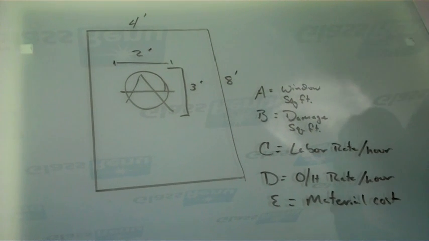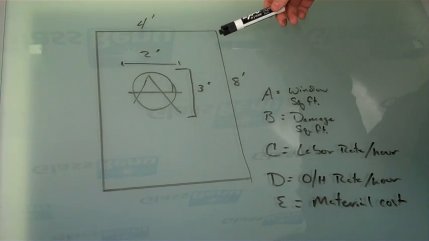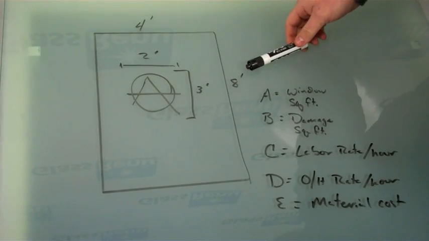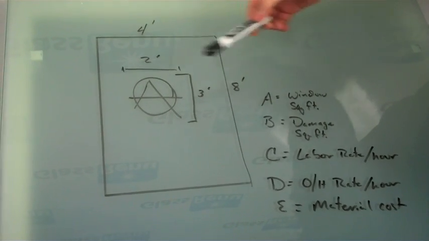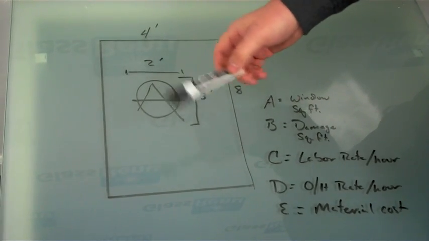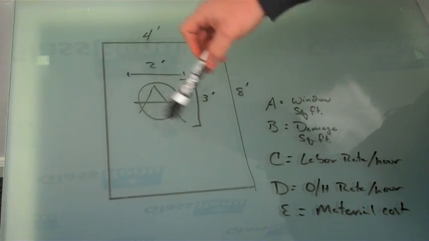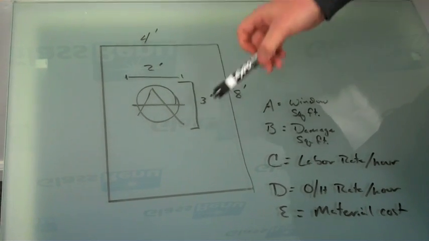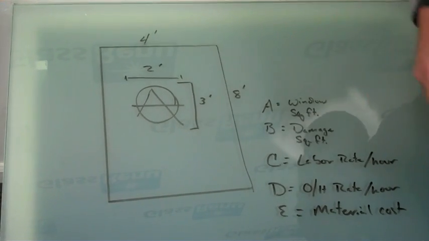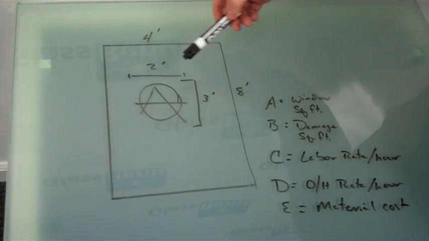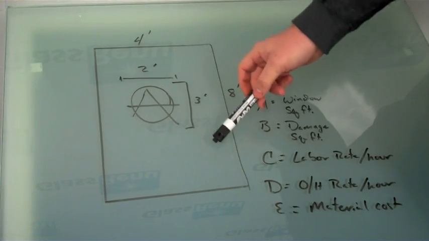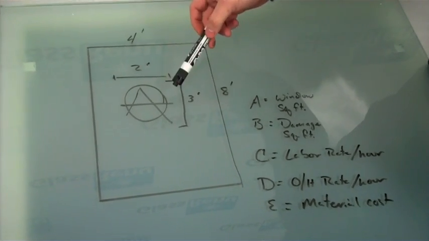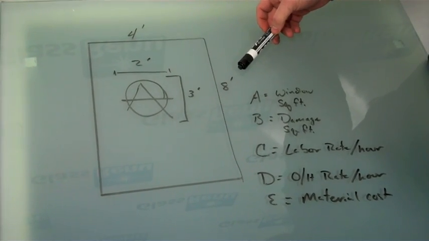Alright, so for the purpose of this example, we're going to be looking at a 4-foot by 8-foot storefront window, okay? That's got my favorite little anarchy sign scratched or etched in. It's etched in deep enough that it's going to catch my fingernail. The damage is 2 feet by 3 feet, so a total of 6 square feet, and it's on a 4-foot by 8-foot window.